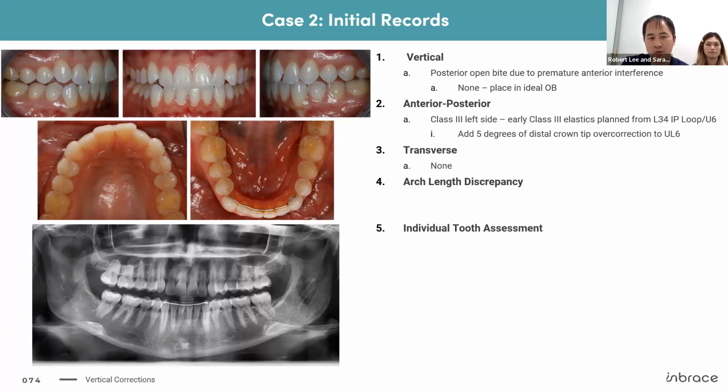Transverse was fairly normal. We're just uprighting that lower left side. So that's why we're planning on using some elastics to help that uprighting. And then planning some lower IPR. So about 0.4 millimeters of lower 4-4 IPR, which should help with the premature anterior interference.